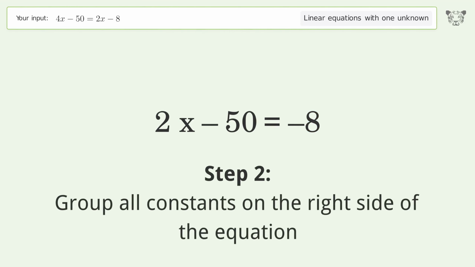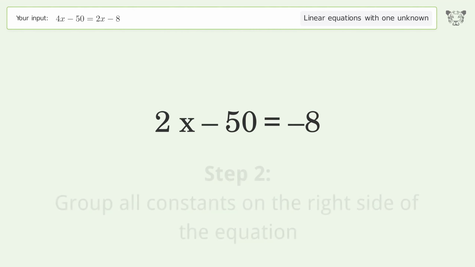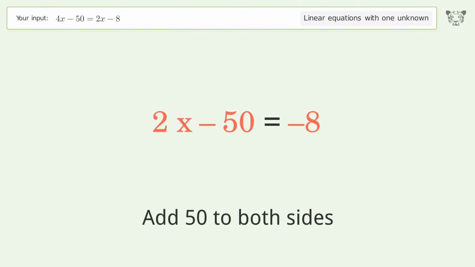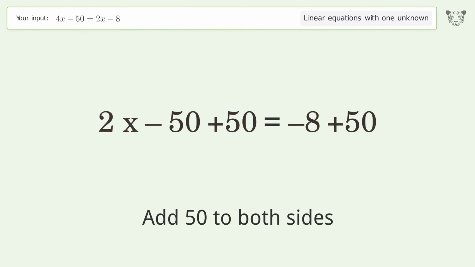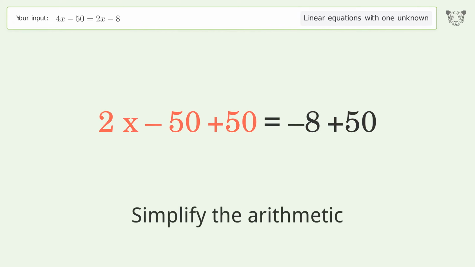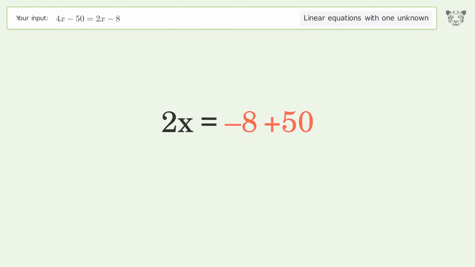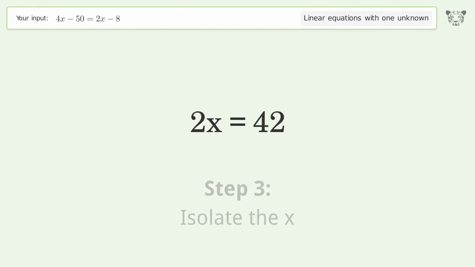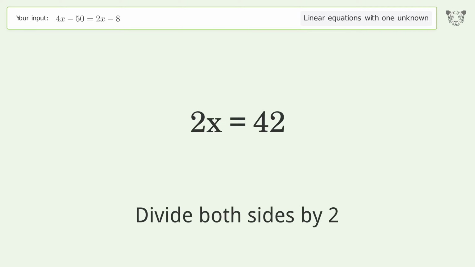Group all constants on the right side of the equation. Add 50 to both sides. Simplify the arithmetic. Isolate the x. Divide both sides by 2.